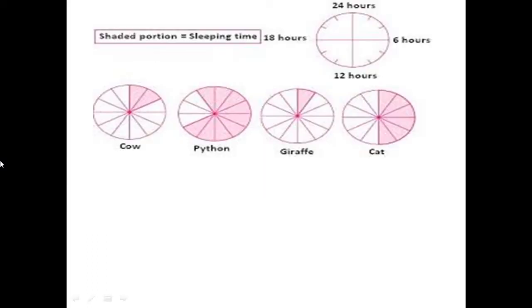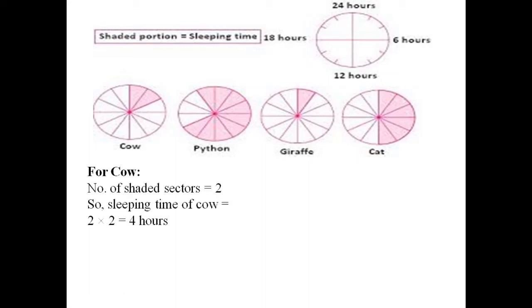Okay. See, this one is an activity. Shaded portion is equal to sleeping time. So, the cow's shaded part, python, giraffe and cat. We have to calculate how many hours they sleep. So from this to this it is 6 hours, which means one portion is 2 hours. This portion is 2 hours, this portion is 2 hours, this portion is 2 hours. Totally how many hours? 6 hours.